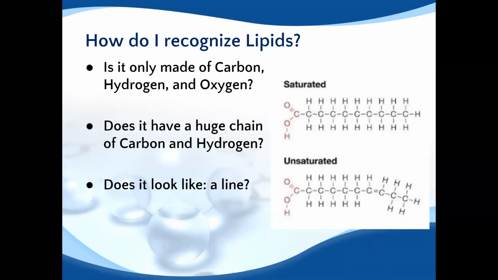How do you recognize lipids? Well, you're going to ask yourself, is it only made of carbon, hydrogen, and oxygen? If so, you might be dealing with either a sugar or a lipid. If there's a huge chain coming off of the molecule of just carbon and hydrogen, like you see here and here, you might be dealing with a lipid. And if it's basically in a straight line, or a straight line that's very slightly curved, you're probably dealing with a lipid. So those three things are ways to recognize that molecule.